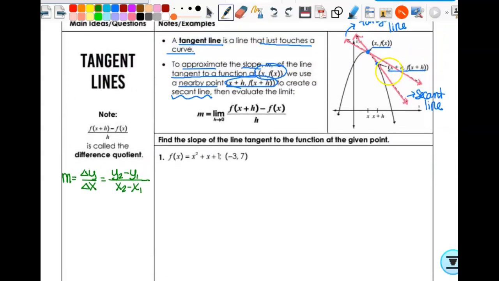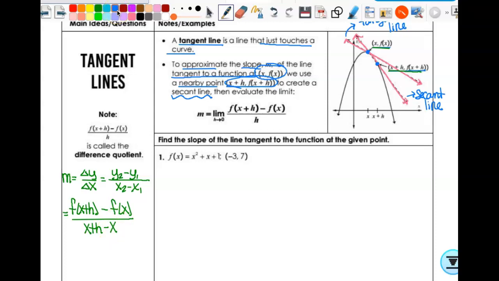So we're using these 2 points over here to find the slope, right? So my y2 would be f of x plus h, minus y1, which would be f of x, over x plus h minus x. You understand where those came from? Just from using those 2 points over there that are on my graph.